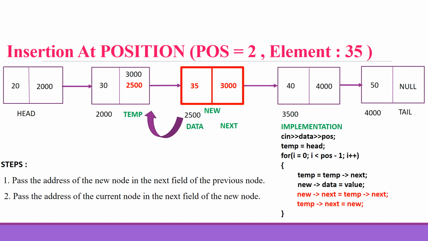Step 1. Pass the address of the new node in the next field of the previous node. Step 2. Pass the address of the current node in the next field of the new node. The process is shown in the picture. Now we will access these nodes by asking the user at what position he wants to insert the new node. Now we will start a loop to reach those specific nodes. We initialize our current node with head and move through the linked list. At the end, we would find two consecutive nodes.